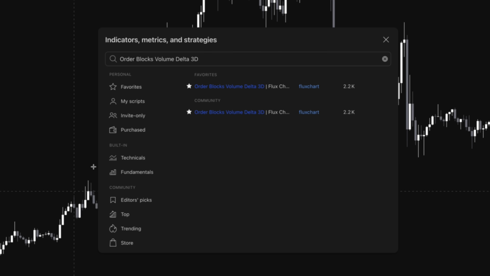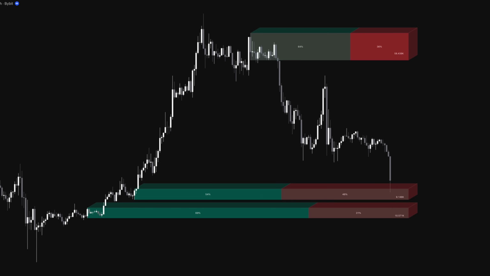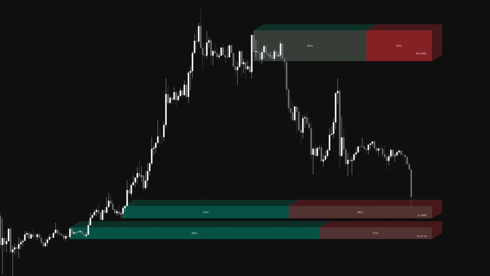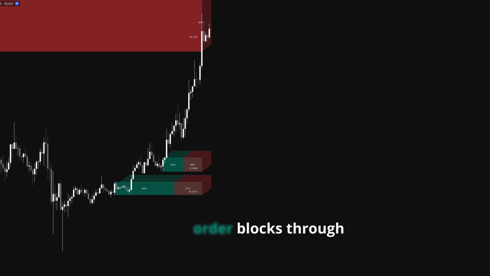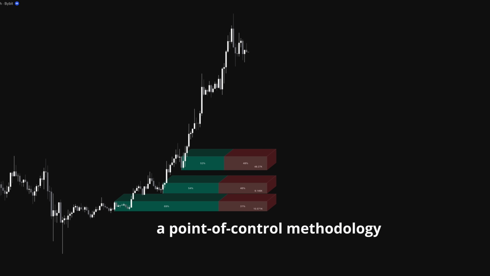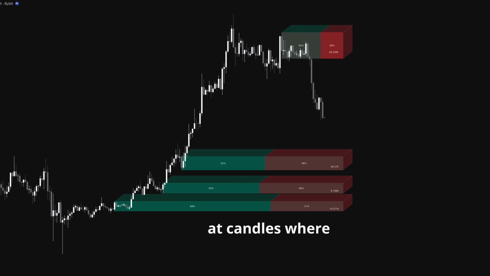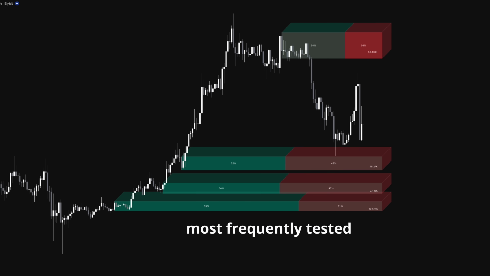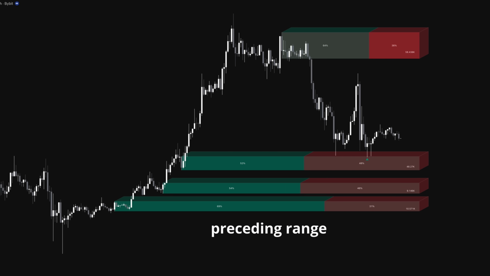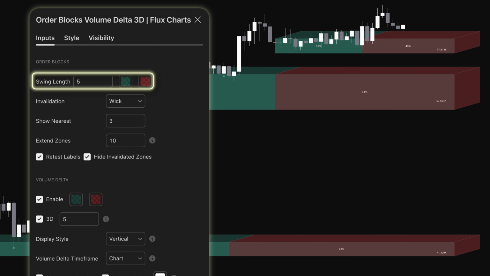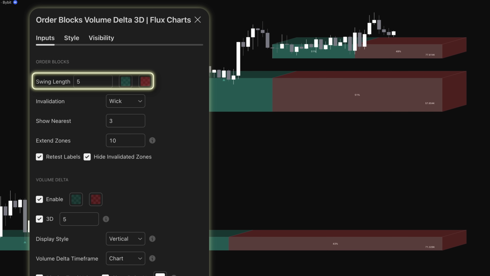Order blocks volume delta 3D. Created by FluxChart, this indicator combines order block detection with volume delta analysis and 3D visualization. The system identifies order blocks through a point-of-control methodology that scans for break-of-structure events, then anchors zones at candles where price touched the most frequently tested level during the preceding range. The break-of-structure logic triggers when price closes beyond recent swing highs or lows with adjustable strength of 5.